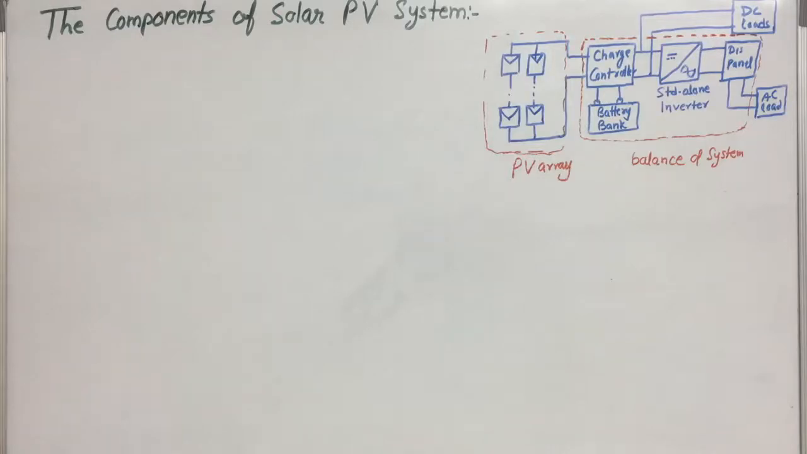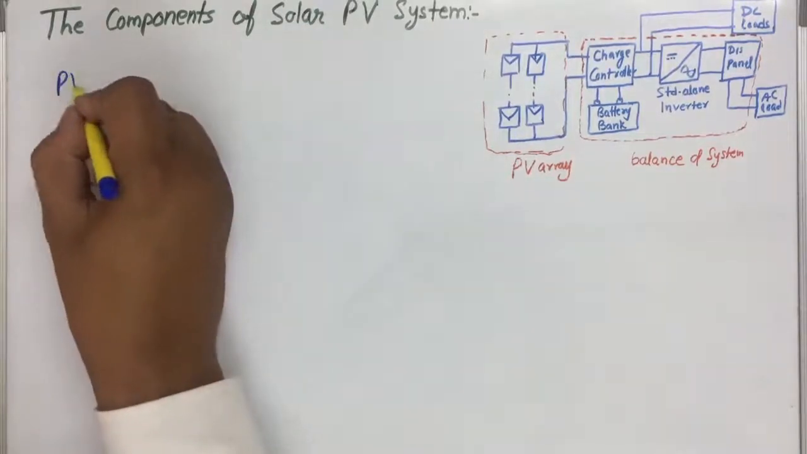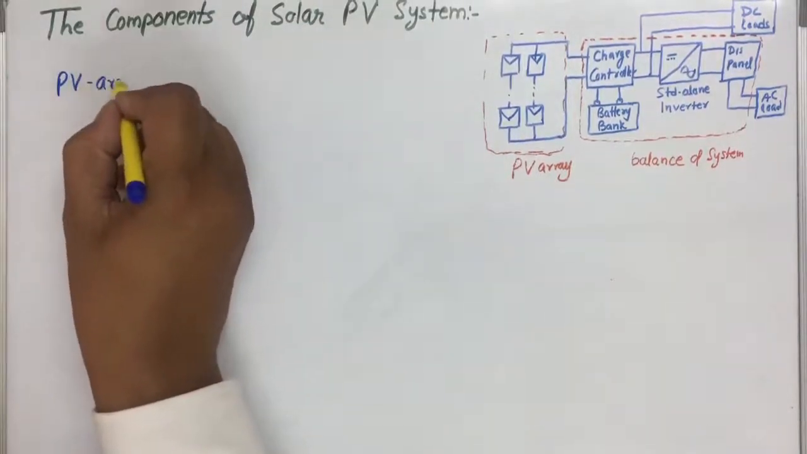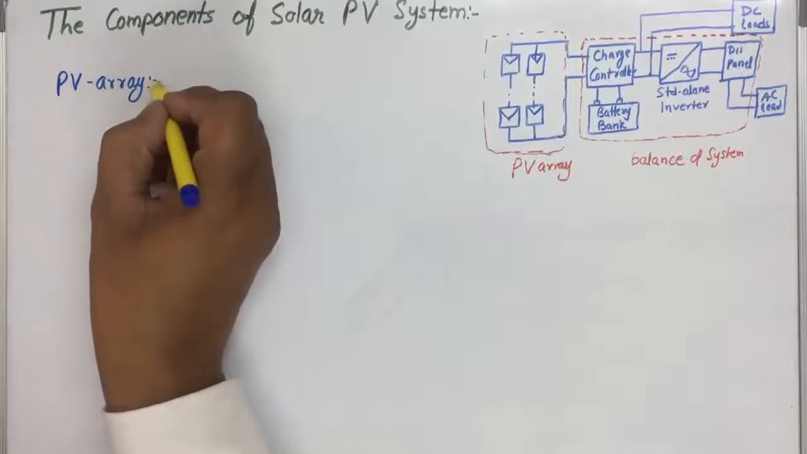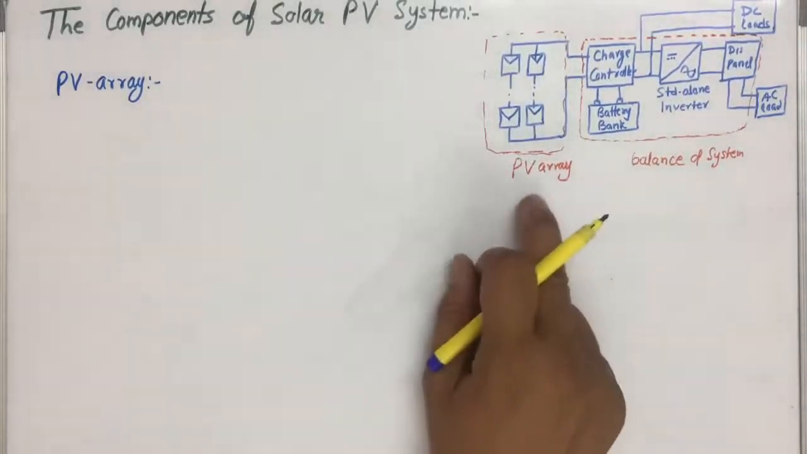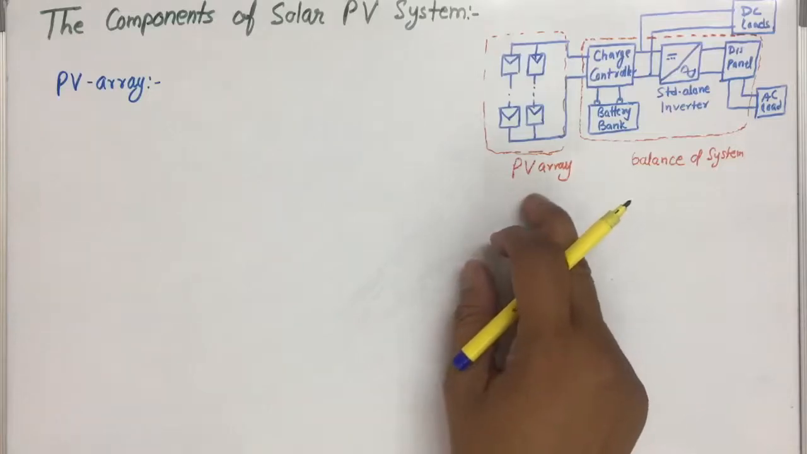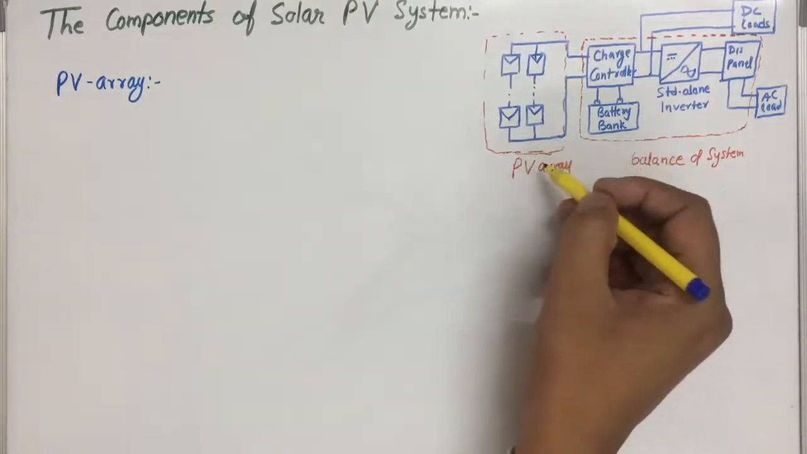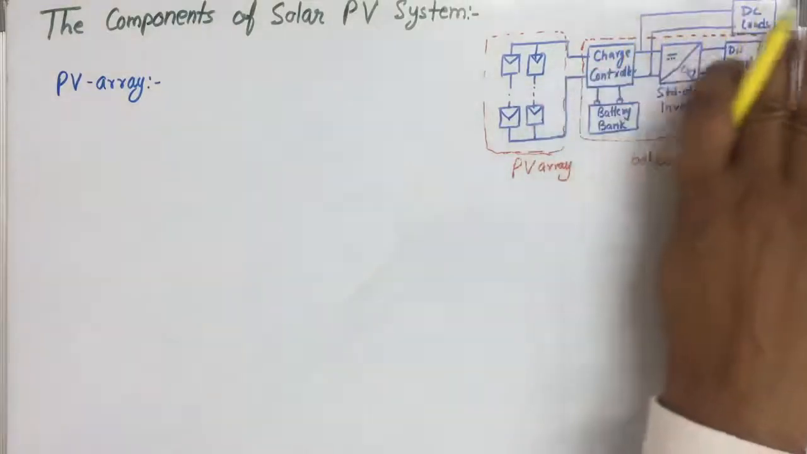So we will start from the off-grid solar system. We will discuss every component one by one. So the first component, that is PV array. So we will continue from PV array. This PV array modules are responsible for power generation.